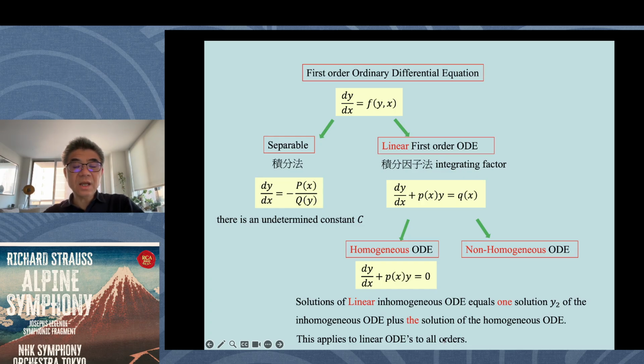And in the next hour, I will start to talk about simple harmonic motion, and you will see this conclusion could be applied to the case of simple harmonic motion.